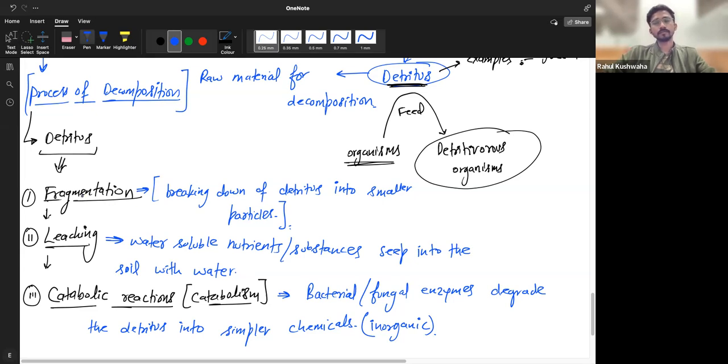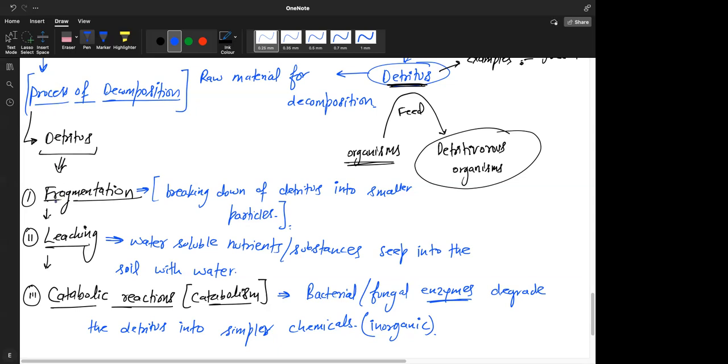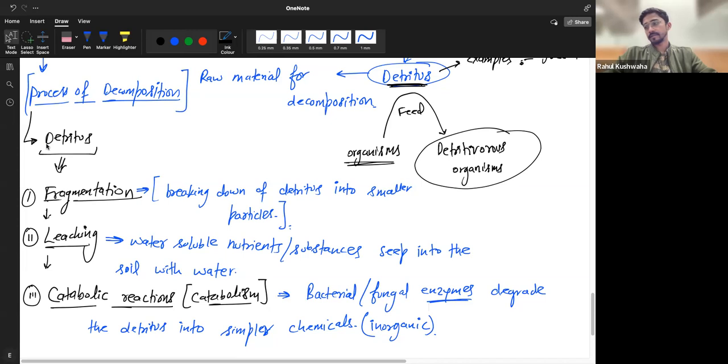Now, it's not like it always happens one after the other. These three steps can also happen together simultaneously on a detritus. So for example, when an earthworm is eating it, it's fragmenting the detritus, while at the same time, bacteria in the gut of the earthworm are breaking down the detritus into simpler chemicals using enzymes. And at the same time, when the earthworm is defecating it back in the soil, the water soluble nutrient is leaching down as well. Make sense? Yes, sir. Good. So you can write these above three steps can also take place simultaneously on a detritus.